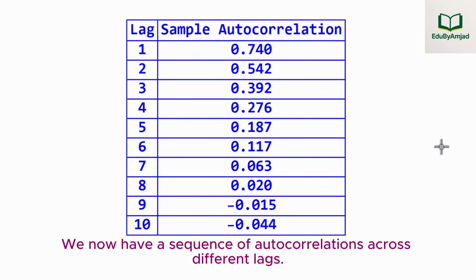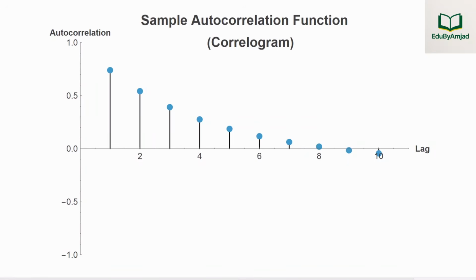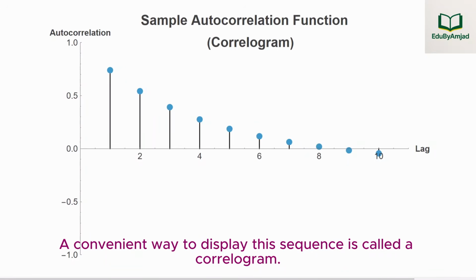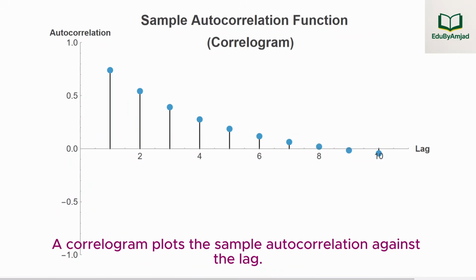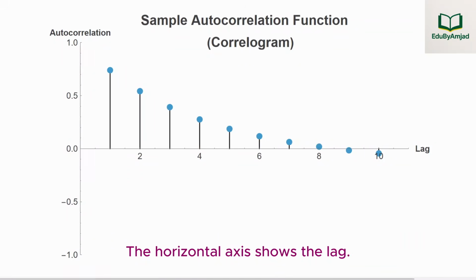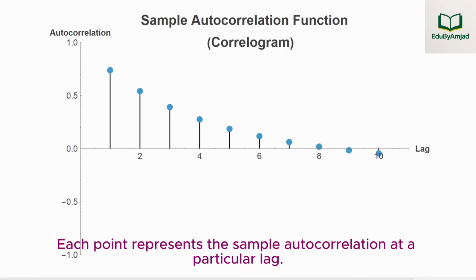We now have a sequence of autocorrelations across different lags. This sequence is what we will visualize in the Correlogram. A convenient way to display this sequence is called a Correlogram. A correlogram plots the sample autocorrelation against the lag. The horizontal axis shows the lag. The vertical axis shows the corresponding autocorrelation. Each point represents the sample autocorrelation at a particular lag.